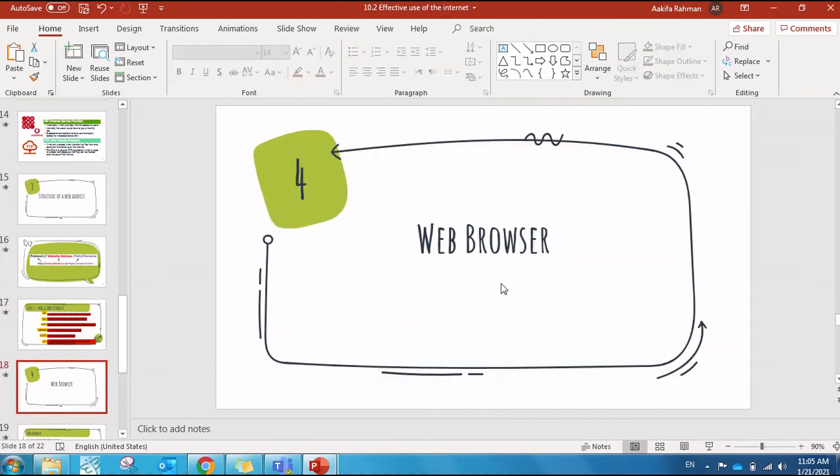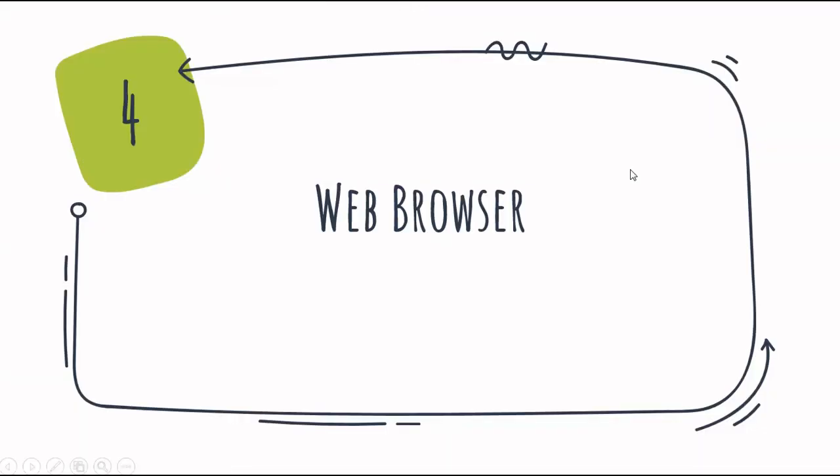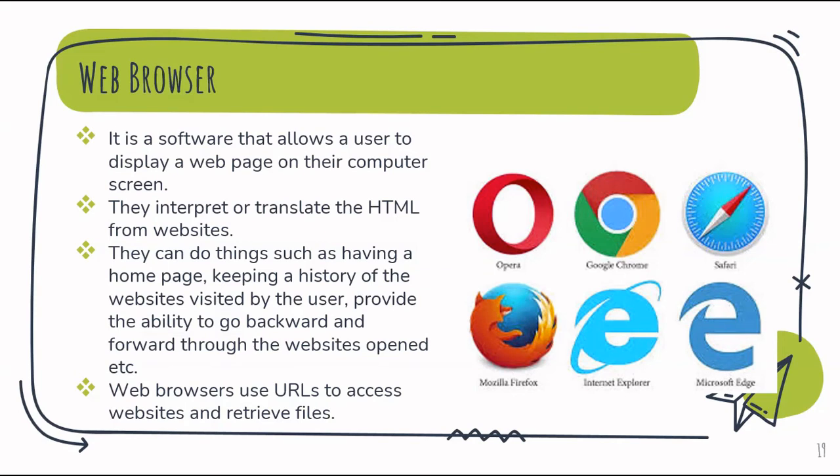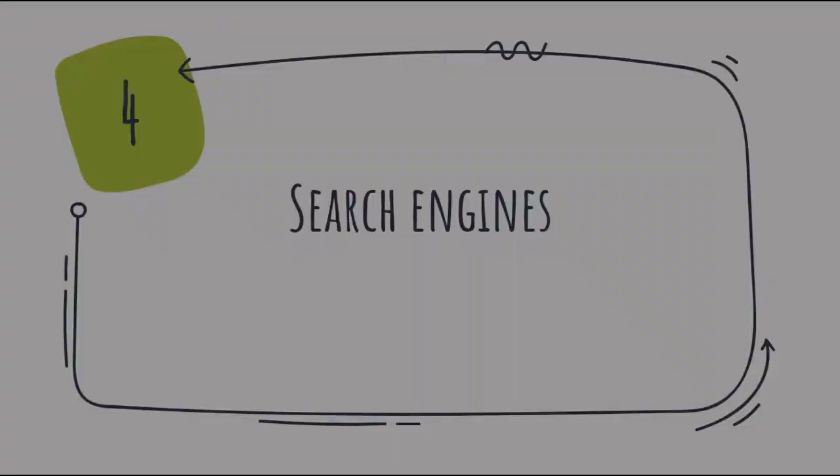The other two terms you need to know as part of this lesson are web browser and search engine. So, what is a web browser? A web browser is any software that allows the user to display a web page on your computer screen. It basically translates the HTML pages so that you can view them on the website. They also do other functions such as having a home page, keeping track of your history, giving you the option to go back and forth between web pages, and so on. Examples of web browsers include Google Chrome, Safari, Internet Explorer, Microsoft Edge. These are all examples of web browsers.